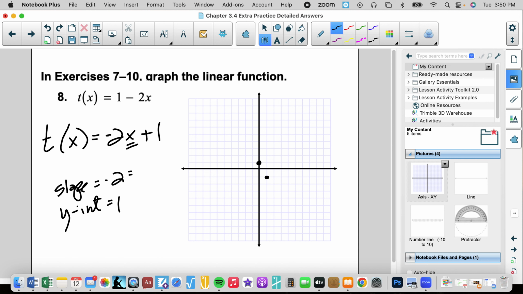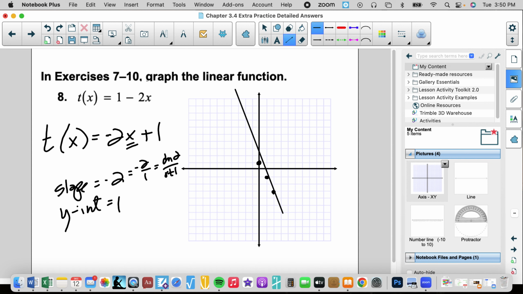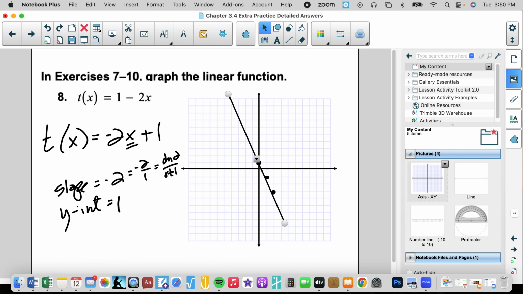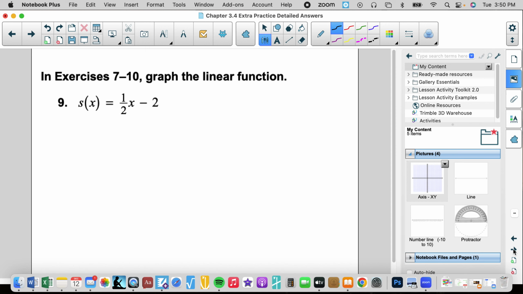See, I should have written it negative 2 over 1, which means down 2, right 1. Down 2, right 1, down 2, right 1. A little bit off on that one. Did not stick the landing on that. There you go, though. Good. That's that. Let's put arrows. Always have to put arrows. And those are my points for that linear function. And we always want 3 points. You should always graph 3 points.